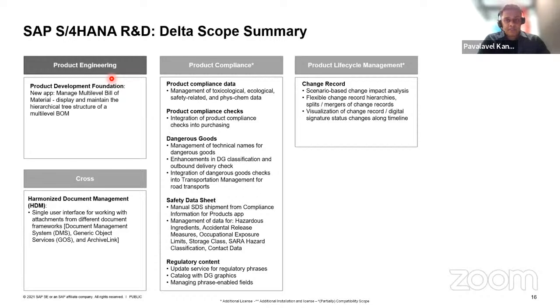And then you have product lifecycle management. As the whole process goes, last you will also have to maintain your product's lifecycle. The entire product lifecycle management can be done using a change record process. That is also available as a part of the new Delta Scope summary. So scenario-based change impact analysis, maintaining your change record hierarchies, splitting and merging of change records, and visualization of change records. These are all functionalities available as a part of product lifecycle management.